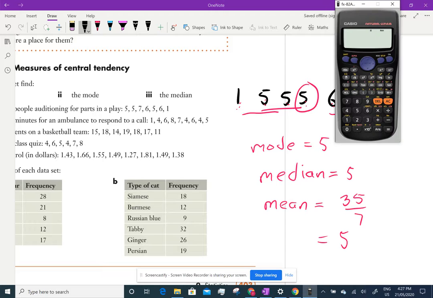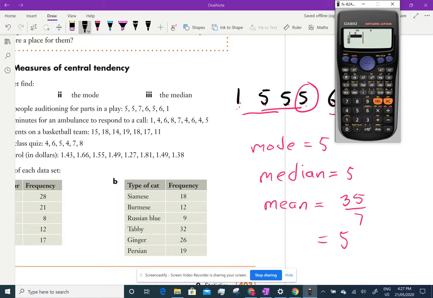So get your calculator up. First thing you want to do is put it in stat mode. So you hit setup, put it in stat mode. We want one variable statistics. And this is good because I haven't got the frequency yet. I'll show you how to do it with the frequency in a minute. If you get a frequency column, I'll show you how to turn that off in a moment.